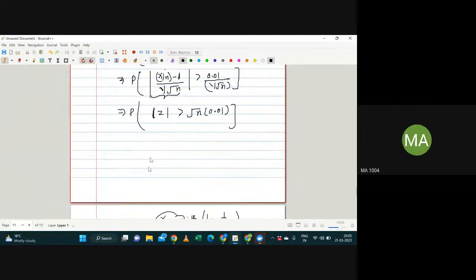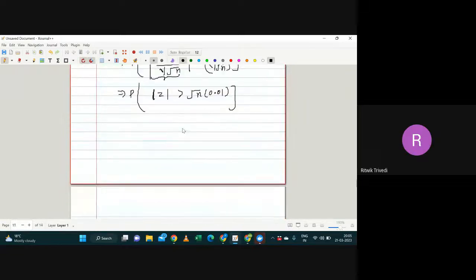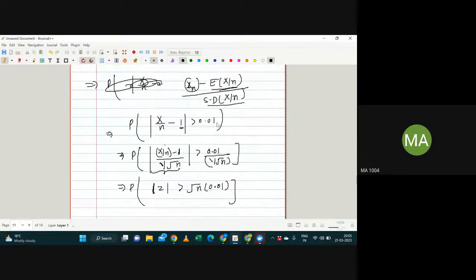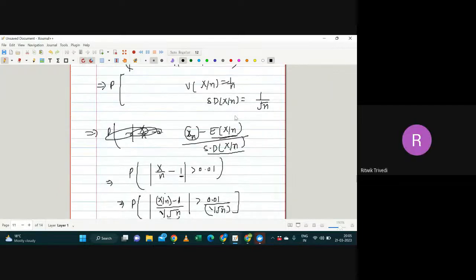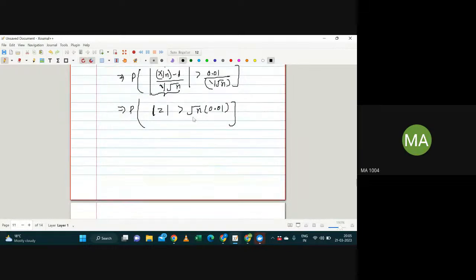So what will this inequality be? See, 1 by root n is nothing but the standard deviation of x by n. So this is nothing but the standard normal variate, right? What can I write down from this? Probability of mod z greater than root n times 0.01 means probability of z greater than root n times 0.01, or z lesser or equal to minus root n times 0.01.